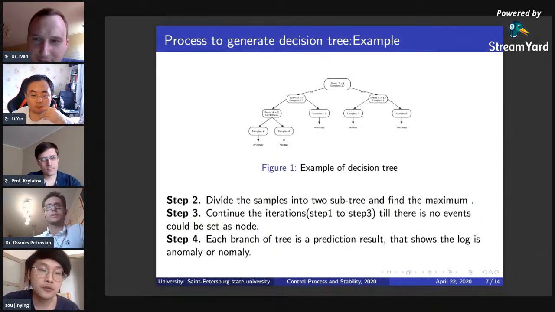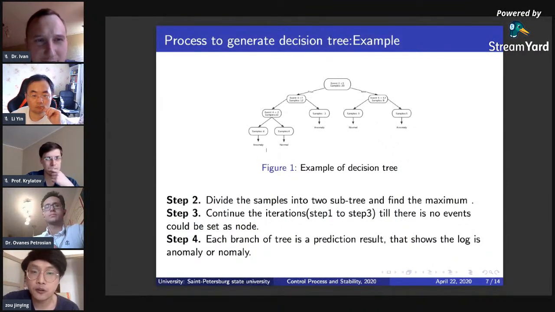In step 2, we separate the data set according to the condition, and then iterate until there are no extra features that could be set as a node. Then we get the prediction result: is it an anomaly or not?